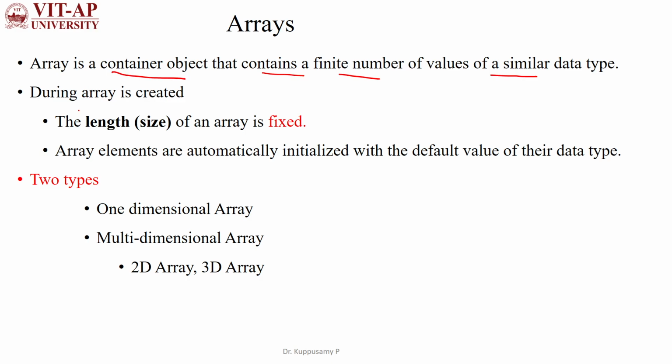Whenever we create an array, the length of the array should be fixed, and the elements in the array are automatically initialized with the default value of their data type. For example, if it is integer, then the default value will be 0. Here we have two types of array: one dimensional array and multi-dimensional array. In multi-dimensional we can have two dimensional, three dimensional, etc.